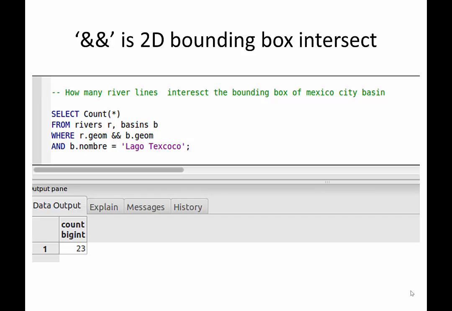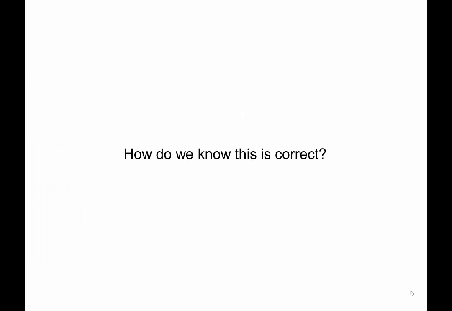And in this case, the basin name is Lago Texcoco, which is actually Lake Texcoco, the lake that used to exist where Mexico City exists now. And indeed, I get 23 river lines that intersect. That's the result that I get. How do I know that's right? I keep emphasizing this for you: check it's right. So many times in my life I've assumed something is right and I've wasted a lot of effort as a result. So how do we know it's right?